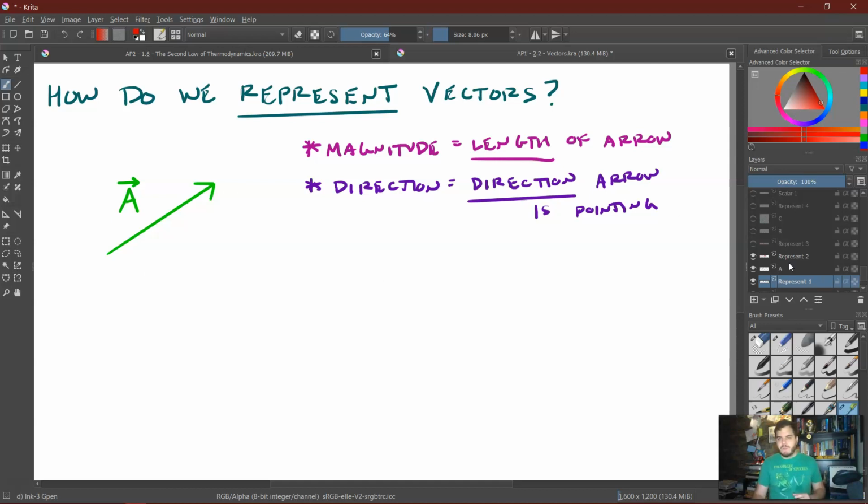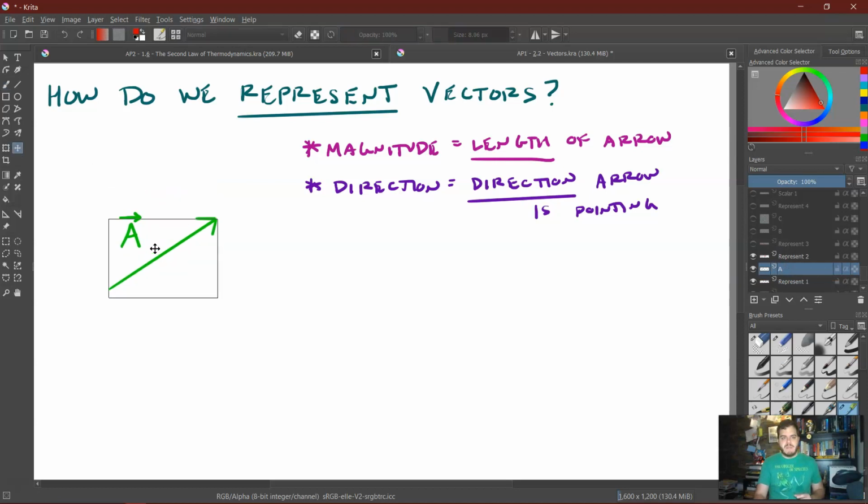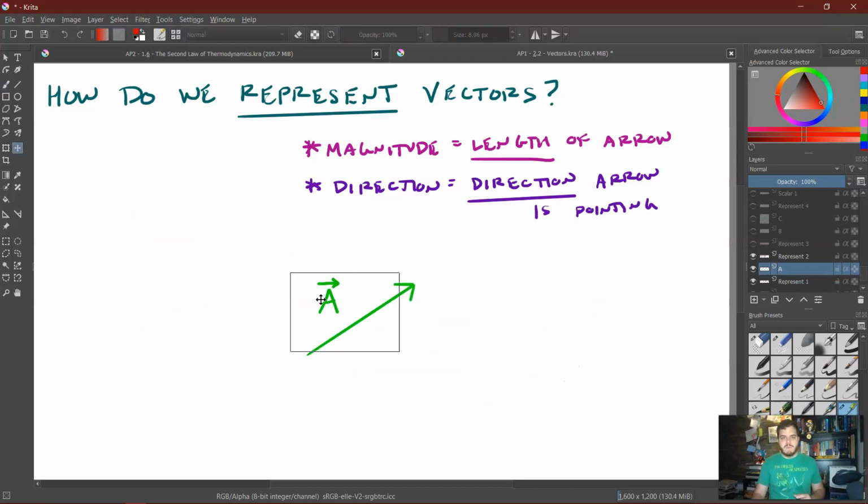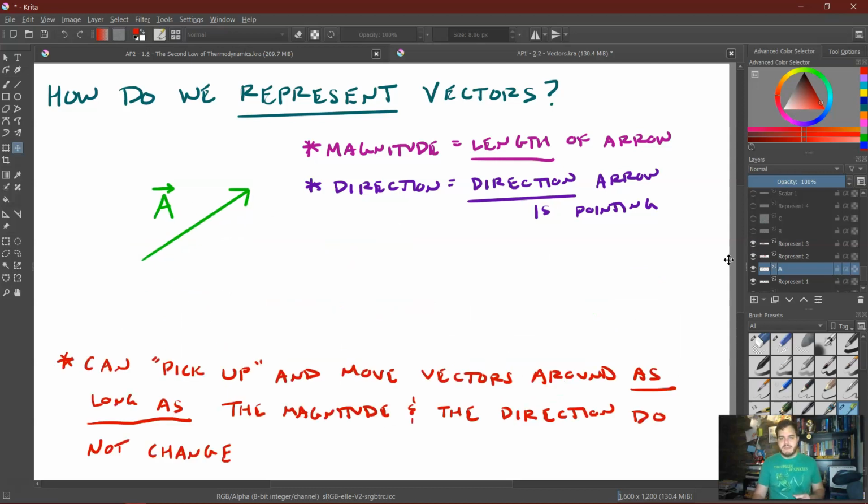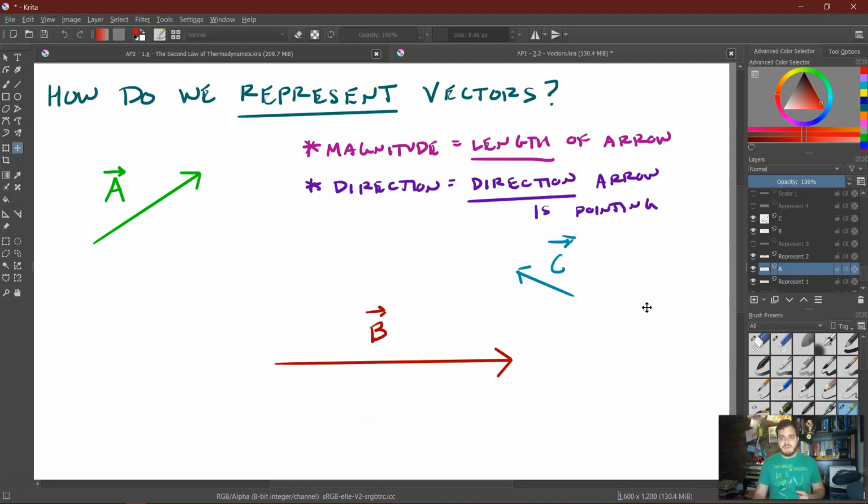Now, a real important thing to know about vectors here is that I can actually grab vectors and move them around. That is not a big deal. I can pick them up and move them around and put them in new locations as long as I keep the magnitude and the direction the same. So as long as I don't change how long it is or change what direction it's going in, all of those are totally acceptable. I can move it around all I want. It's not a big deal. Now let's go ahead and add a couple additional vectors here. So for instance, this is vector B, this is vector C.